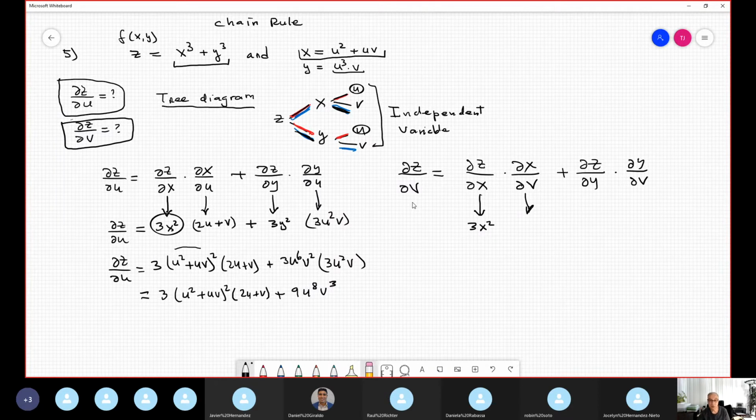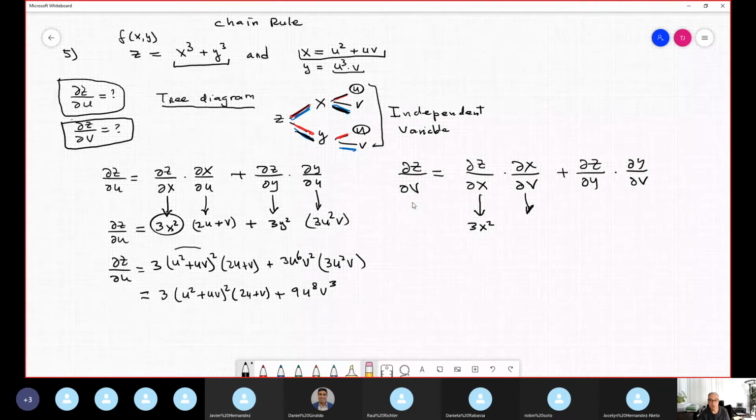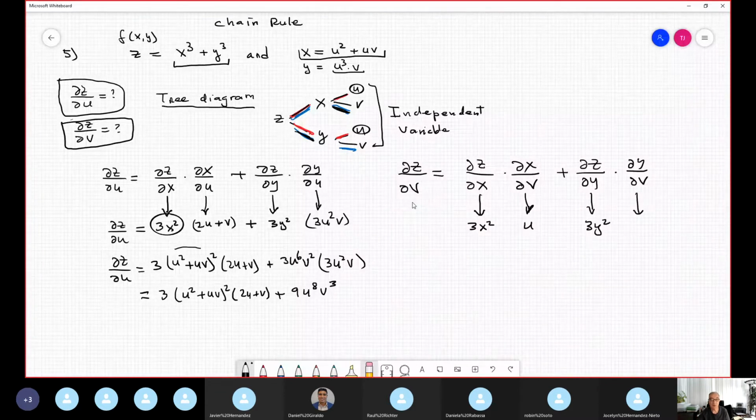No, because you differentiate with respect to u, but now you differentiate with respect to b, and when you differentiate with respect to b, this is a constant, and this is just u. And this, well, I did before, 3y squared, and this is the derivative of y with respect to b, which is just u^3. Okay, so what is the final answer?